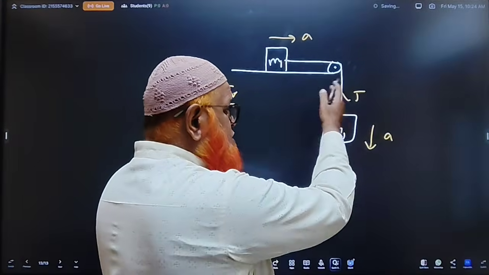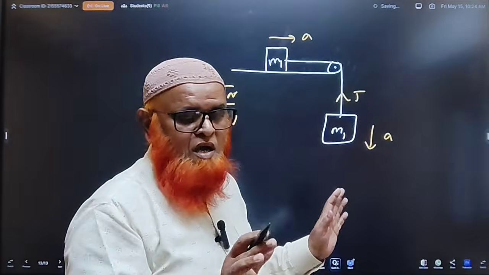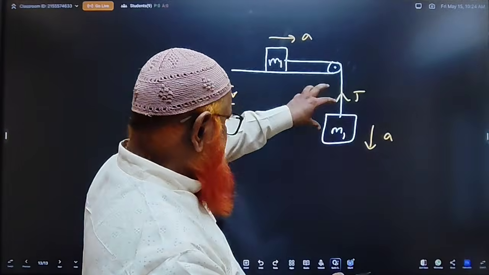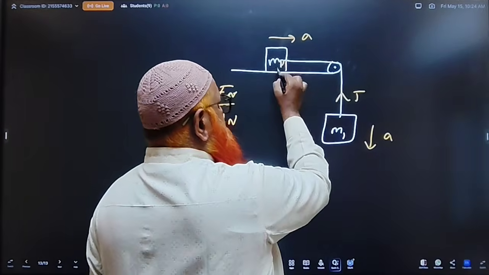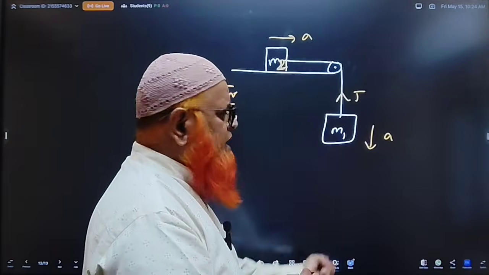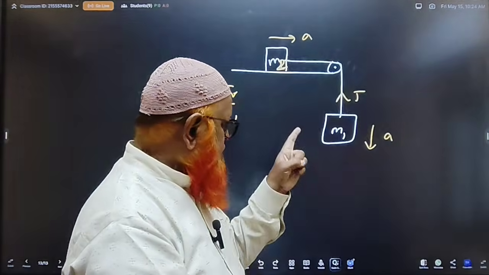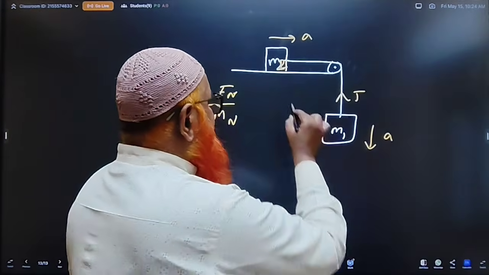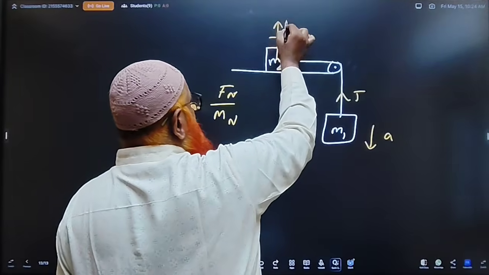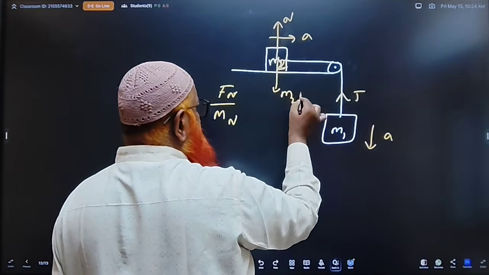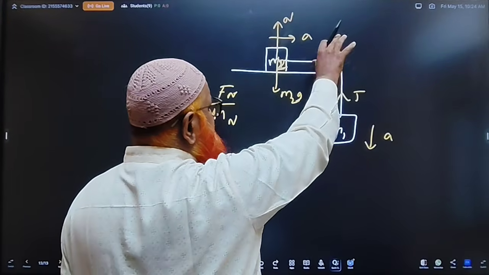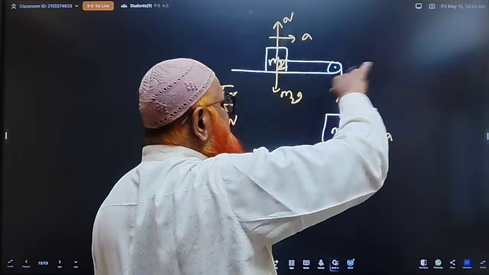Net force is acting only on M1, not on M2. See, this is M1 and this is M2. On M1 only the gravitational force is acting, so you have to consider only M1. You should not consider M2 because the normal reaction is counterbalancing M2G. It may be moving horizontally, but vertically it is in equilibrium.